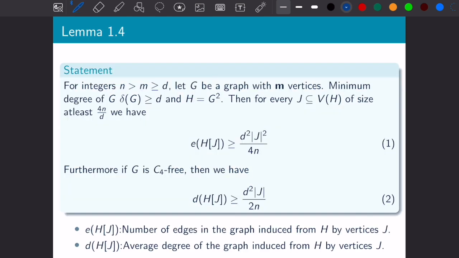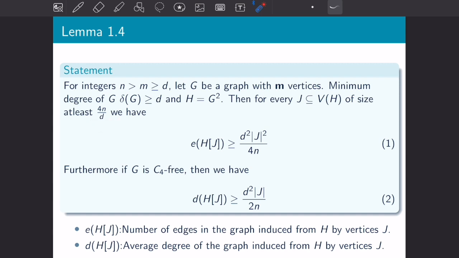Now let's take a look at lemma 1.4. Let's construct a graph G with m vertices such that the minimum degree of graph G is small d, and let n be a number such that n is greater than m and m is greater than or equal to small d, and let H denote the square graph of G. Now let's take a subset of the vertex set of G and denote it by J, and let J be selected in such a way that its size is at least 4n by d.